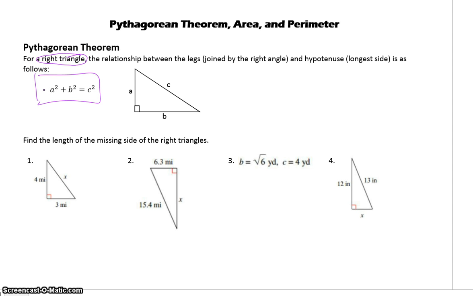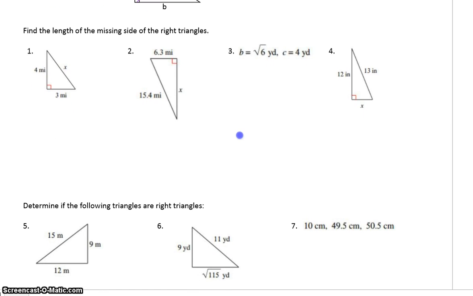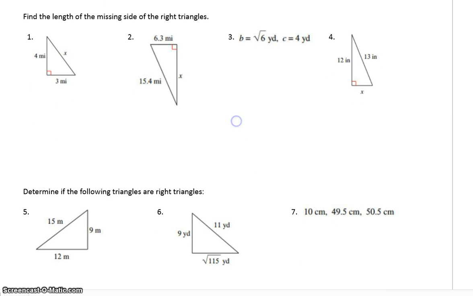The most important thing to remember about this formula is that c is the hypotenuse of the triangle. It is across from the right angle. If you don't have a right angle, you don't use the Pythagorean theorem. Okay. So, we use the Pythagorean theorem in order to find a missing side length. So in number 1, we are finding C.